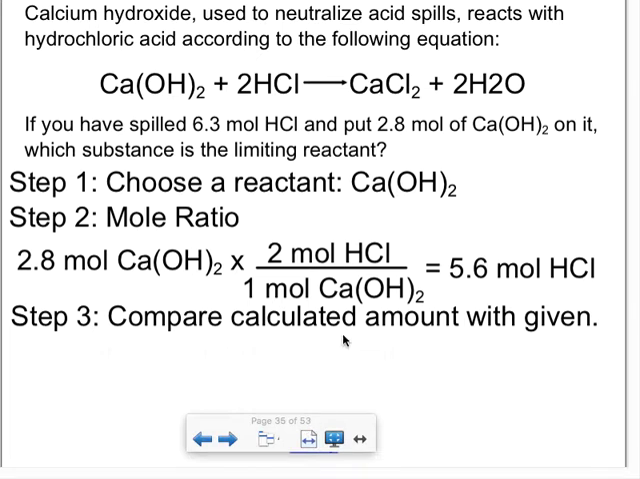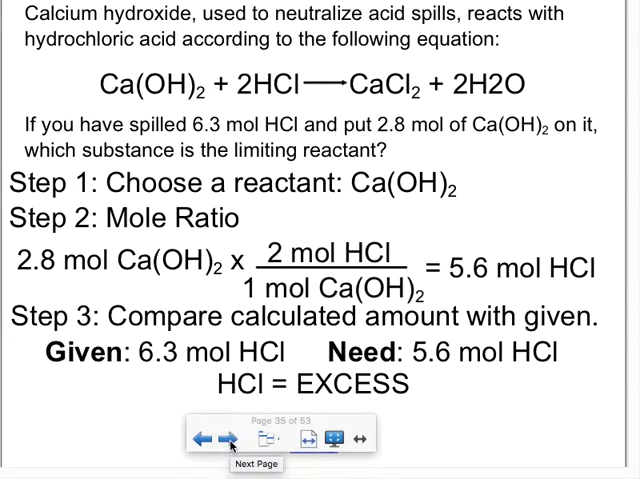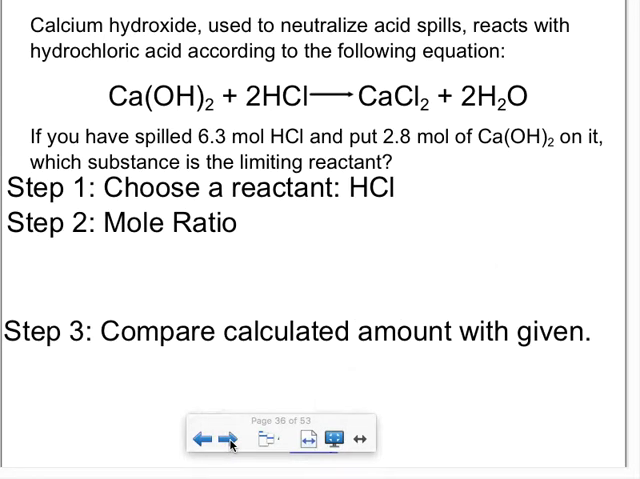The final step is to compare the amount that you need, which is what you just figured out, to the amount that was given. So they gave me 6.3 moles of hydrochloric acid, and I needed 5.6 moles. So I have more hydrochloric acid than I needed. Therefore, hydrochloric acid is the excess reactant. Now let's just flip it. Let's take a look at hydrochloric acid.